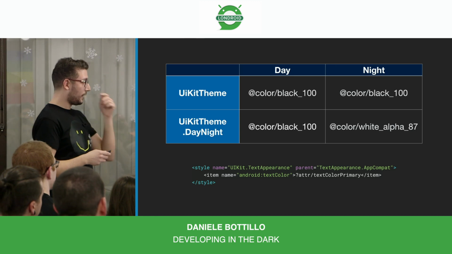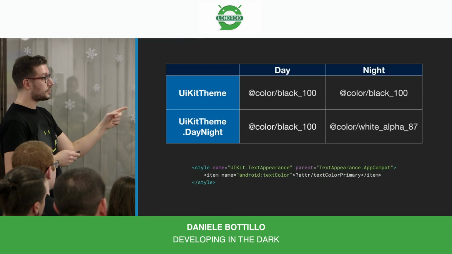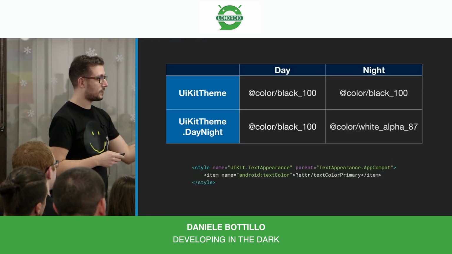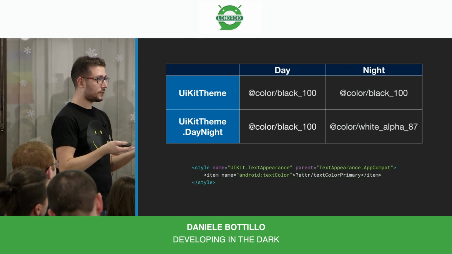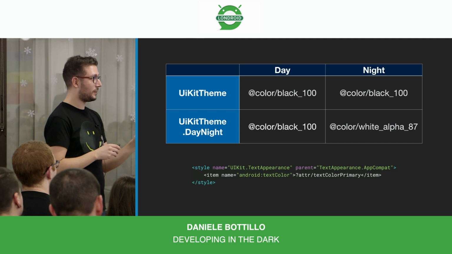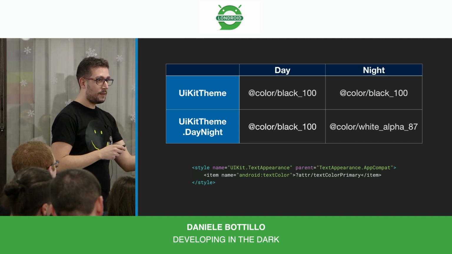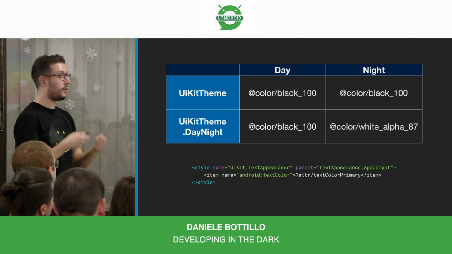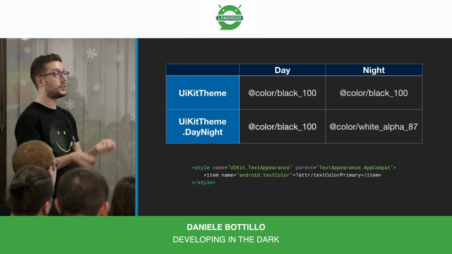The important thing here is that, from the usage point of view, every time you define a text appearance or you use that text color, you should never use the color directly, but you should use the attribute of your theme, because the attribute of your theme will then at runtime get the right color based on which theme you're using.